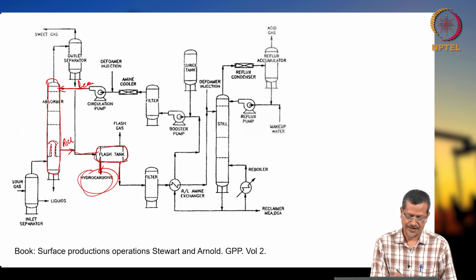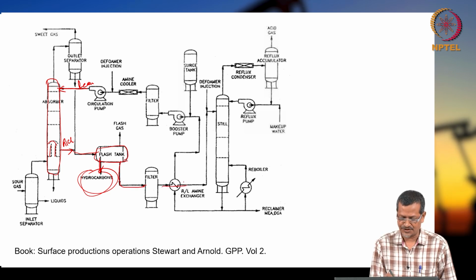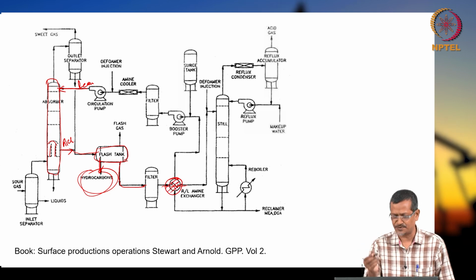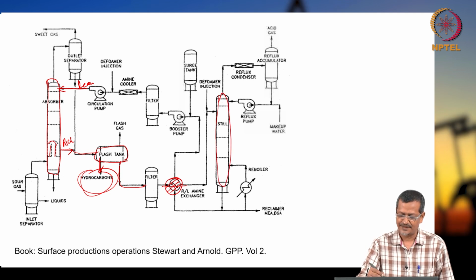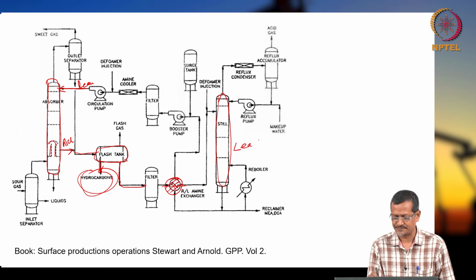So the flash tank fluid comes to some filter, then the heat exchanger section. In the heat exchanger section, as I told, heat will be exchanged between the lean and rich mixture, and this will produce your lean amine. Lean amine is being produced.